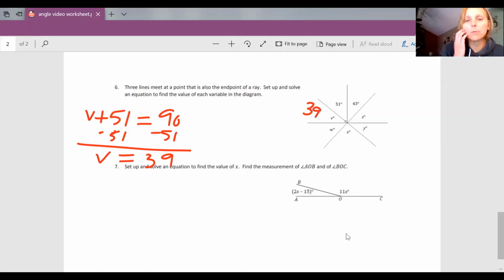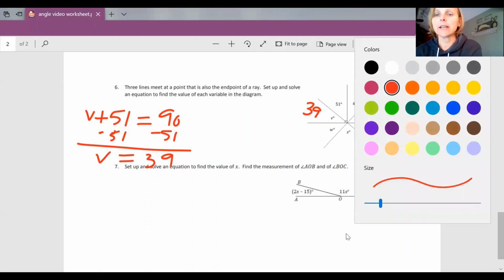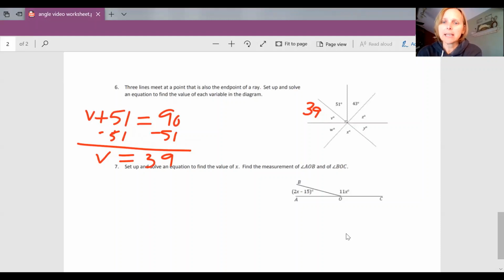I'm probably going to run out of room on all this, so I'll try to use some different colors and help us out. So the next thing I want you to look at is the top half of this diagram is made up of, I'm counting with V, 1, 2, 3, 4 different angles. We have 3 of those given to us. So I can very easily take these 3 angles here that I'm talking about, and I'm just adding them up, 39 plus 51 plus 43 equals 133.